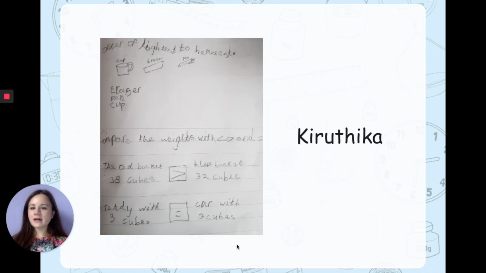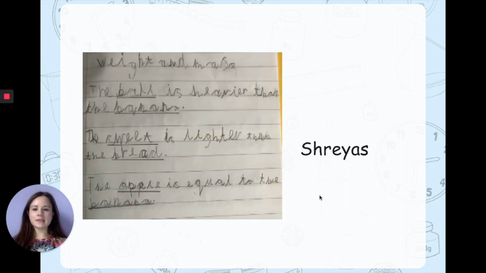Here's Kritika's work. She has been ordering things in their weight. Well done. And she even used her more than, less than and equal signs. Well done. And here is Shreyas's work. Shreyas has also been comparing weight and mass and working really hard on his writing. Well done, Shreyas.